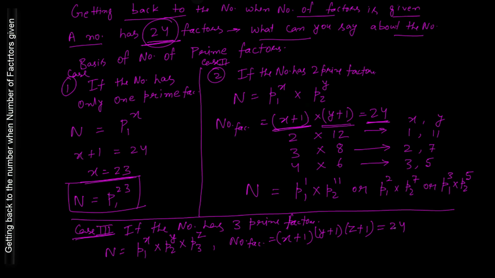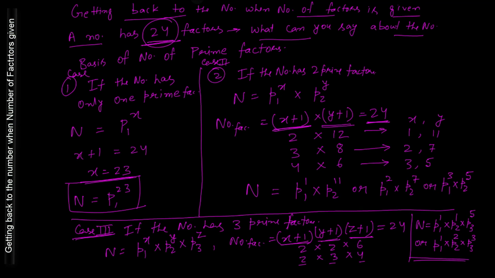So is it possible to break 24 into 3 parts such that each part is more than or equal to 2? Let's check it. 2 into 2 into 6. Oh yes. 2 into 3 into 4. Oh right. I think there is no other way. So only 2 ways. What will be the possible situations for the number? If 2, 2, 6 are the values of x plus 1, y plus 1 and z plus 1, then the number will be P1 to the power 1 into P2 to the power 1 into P3 to the power 5. Or for 2, 3, 4, it will be P1 to the power 1 into P2 to the power 2 into P3 to the power 3. Right?